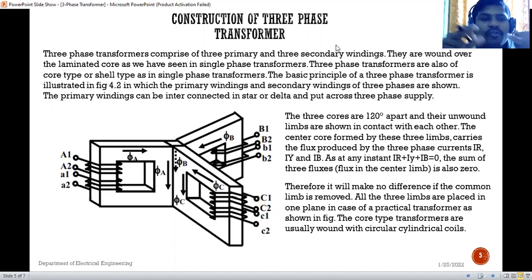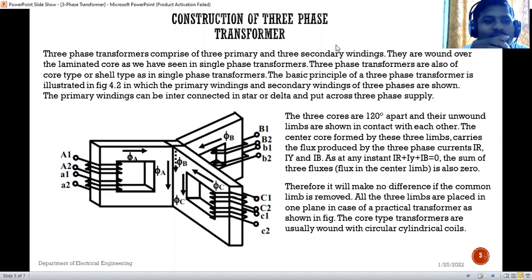ते लॅमिनेटेड कोरच्या भोवती वाइंड केलेलं, as we have seen in single phase transformer. That means it will be seen as a single phase transformer. ते single phase transformerच आहे असं दिसतं आपल्याला, but there are 6 terminals that can be taken out, so we can call it a three phase transformer. Now three phase transformers, according to construction, are of 2 types, that is core type and shell type. Core type and shell type transformer.